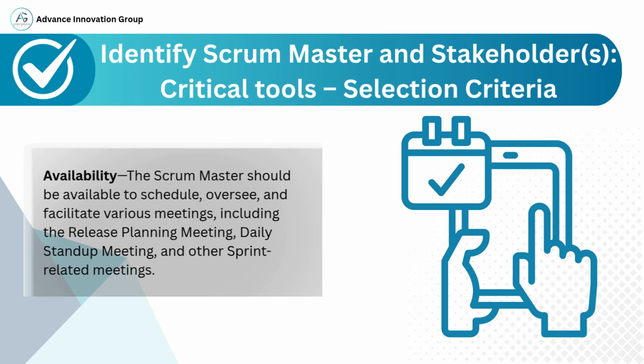Another important selection criterion for choosing the Scrum Master is availability. The Scrum Master should be available consistently to support the team throughout the project lifecycle. They must be able to schedule, facilitate, and oversee key meetings such as the release planning meeting, daily stand-up meetings, and all other sprint-related events like sprint planning, sprint review, and sprint retrospective. If the Scrum Master is not available, the team may lack coordination, and the Scrum ceremonies may not happen effectively.